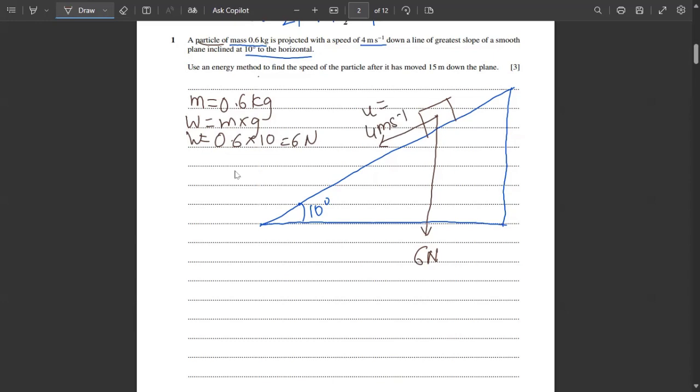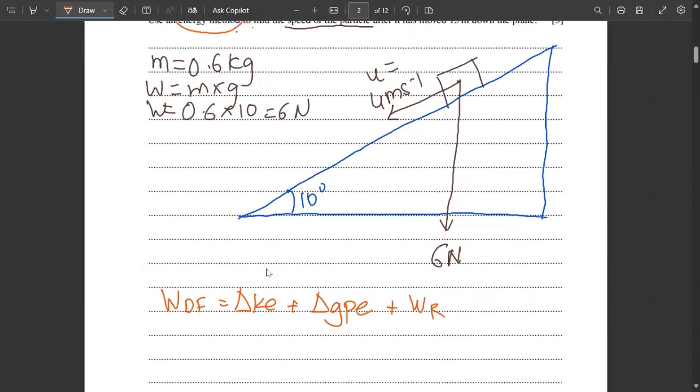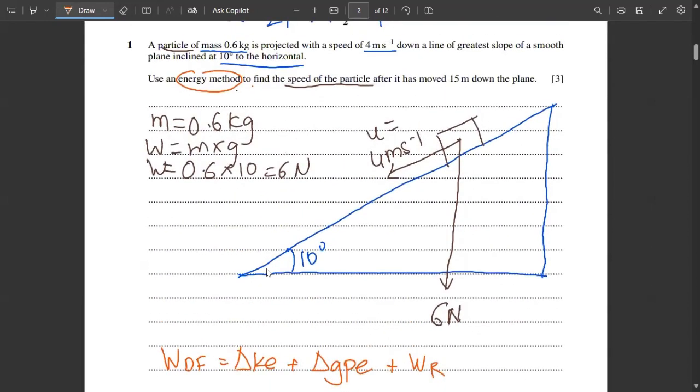And what they have asked, use an energy method to find the speed of the particle. Okay, energy method. As soon as you read energy method, only one thing should come to your mind. What energy method means is work done by driving force equals delta KE plus delta GPE plus work done against resistance force. So this is what the energy method is.